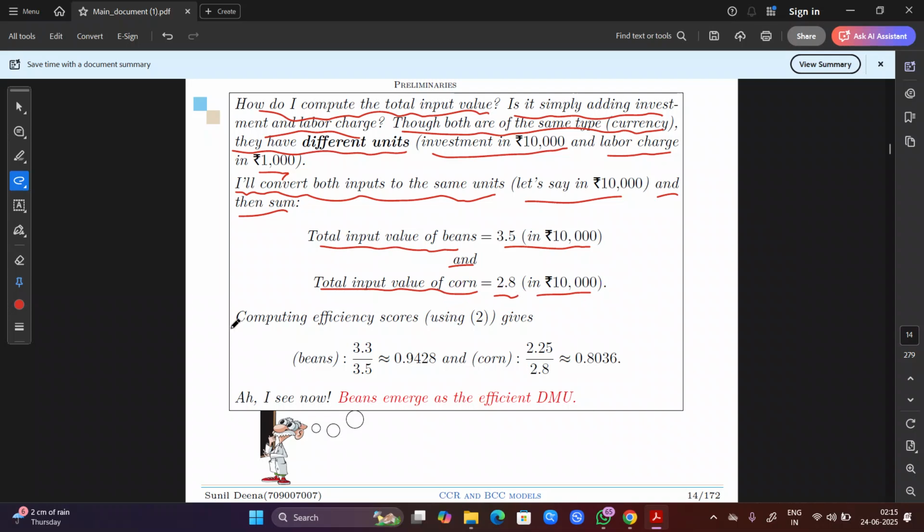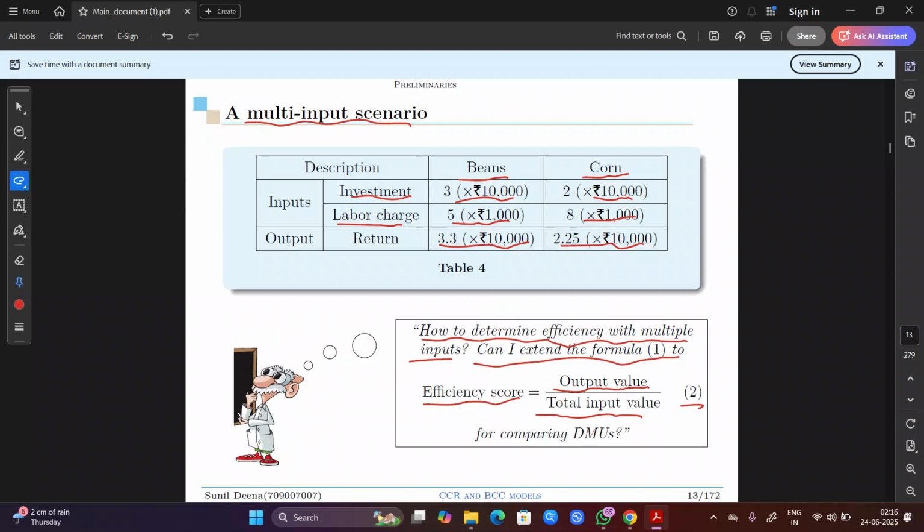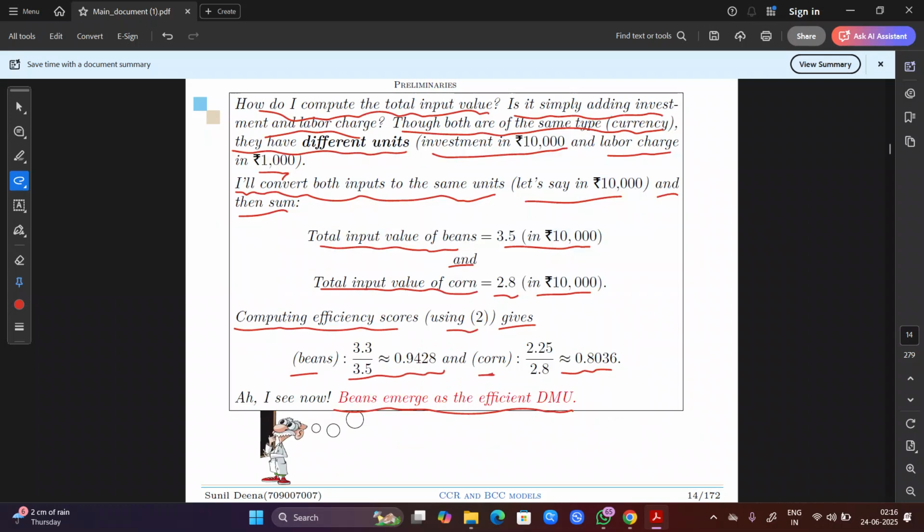Now use the formula and compute the efficiency score using equation 2. Now the beans value we got is 0.9428, and for corn we got 0.8036. Beans emerges as the efficient DMU. Previously, again I will explain, I have converted this 1000 into 10,000 and this 8 unit also into 10,000, so 0.5 came and 0.8 came. I have already explained this one.